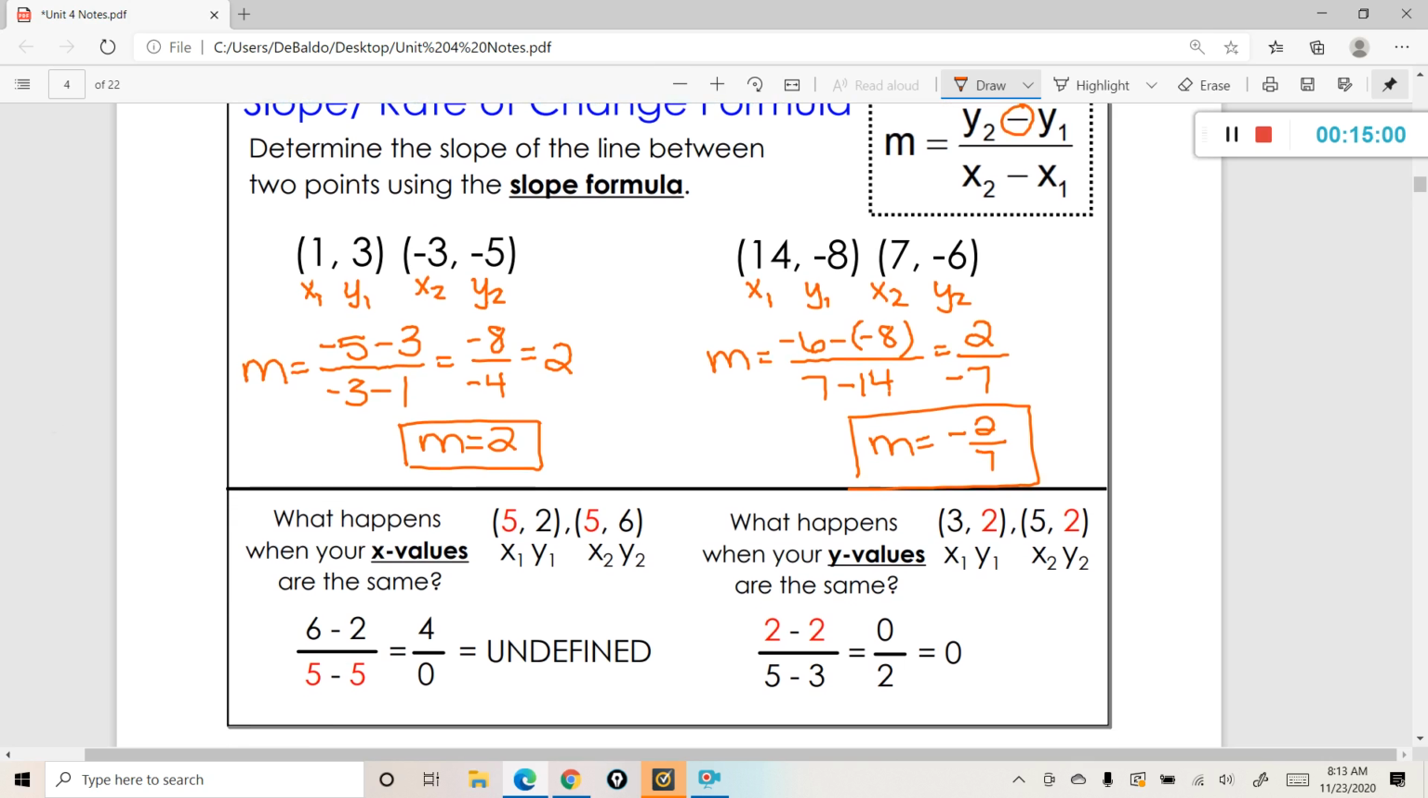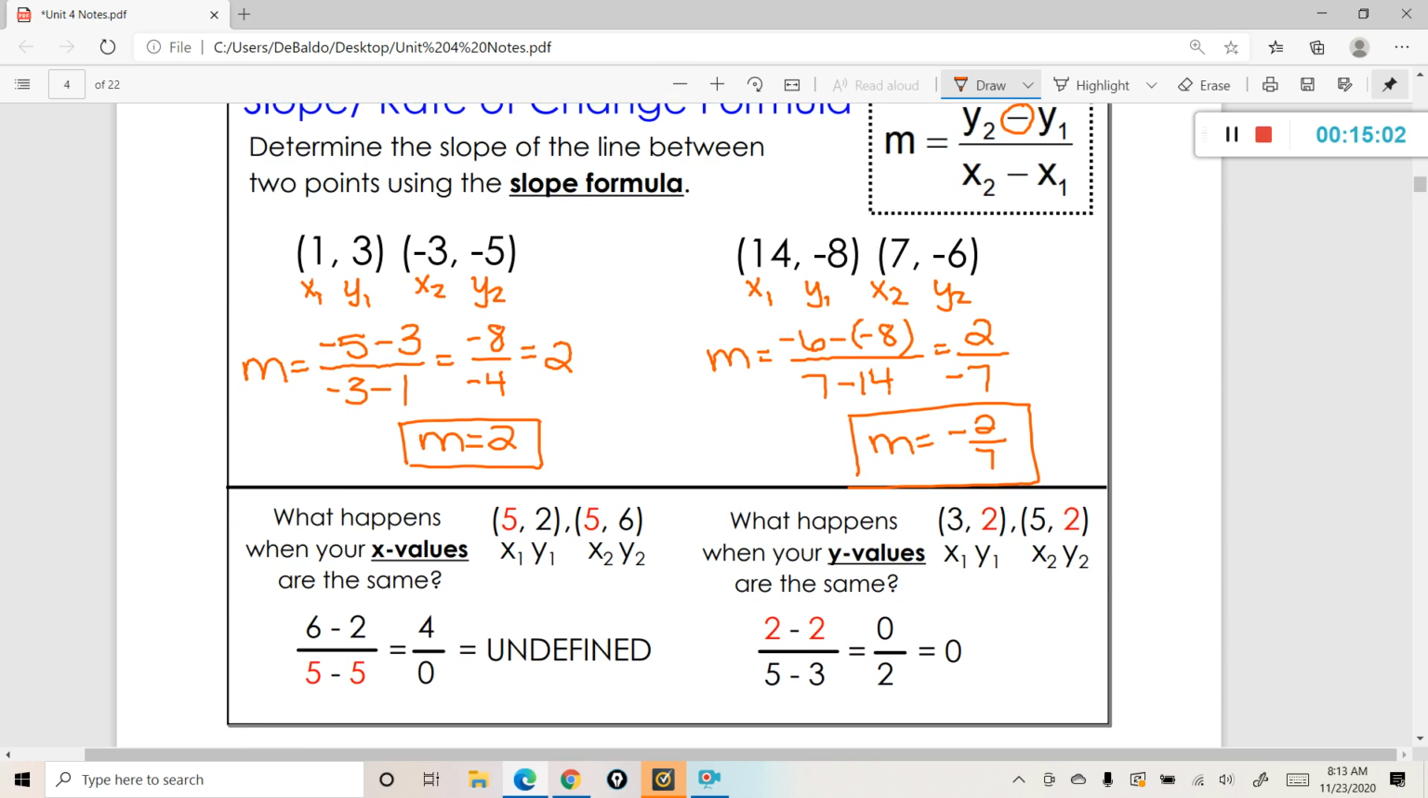Now, I just wanted to bring this to your attention. So look at these two examples at the bottom. You can ask yourself, well, what happens when your x values are the same? So if you had a situation where you had two coordinates that look like this, where your x coordinates are the same, think about what that would look like if you set it up. Do you see how my denominators, my changes in x, would end up being 0, giving you an undefined answer? So if you ever recognize right off the bat that the x's are the same, you know you have an undefined slope.